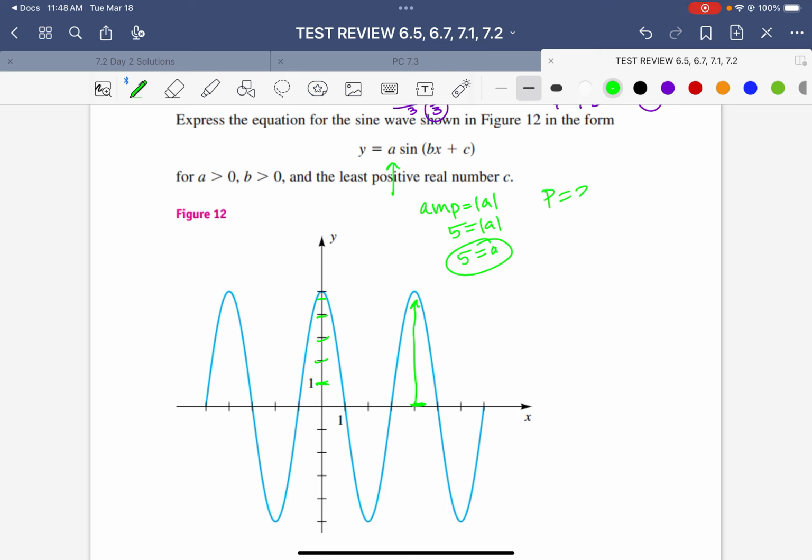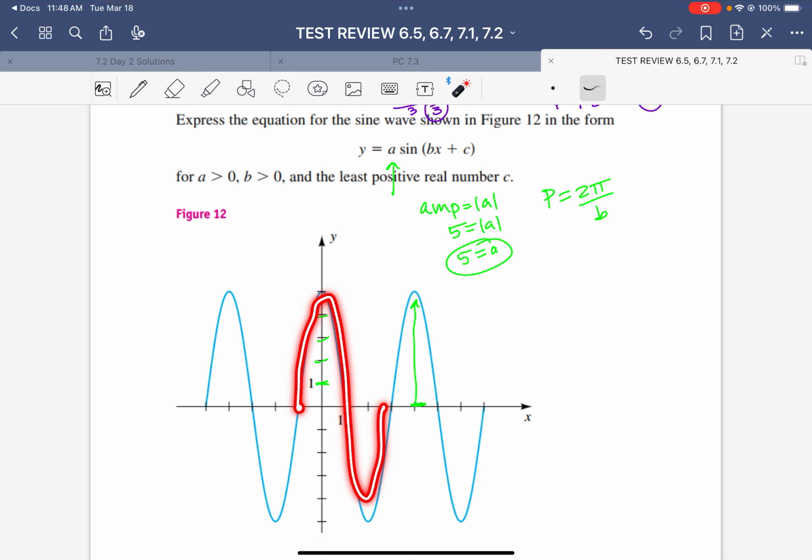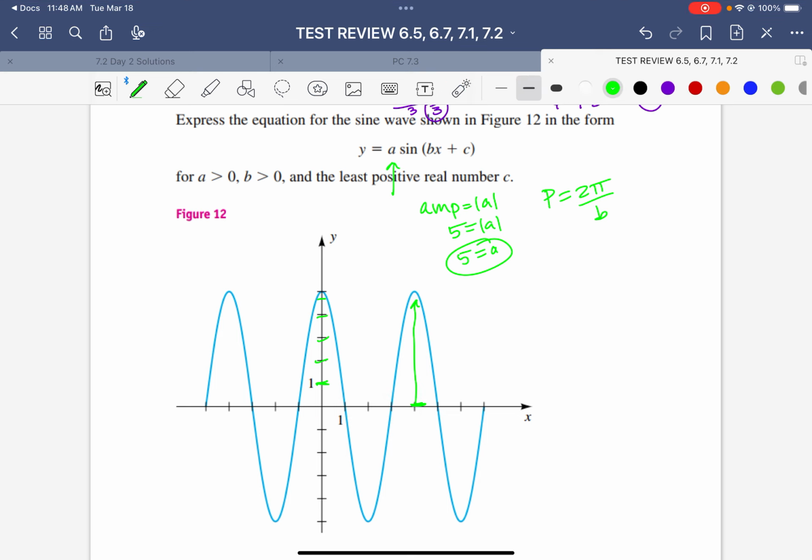My period is always 2 pi over b. How long does it take to make one complete cycle? Well, I can just go peak to peak, or I could go from a 0 to another 0. Here, if we go from peak to peak, it's pretty clear that we take 1, 2, 3, 4 steps going this way. So my period is 4, so we get that 4 is equal to 2 pi over b. That means that b is 2 pi over 4, which gives you that b is pi over 2.